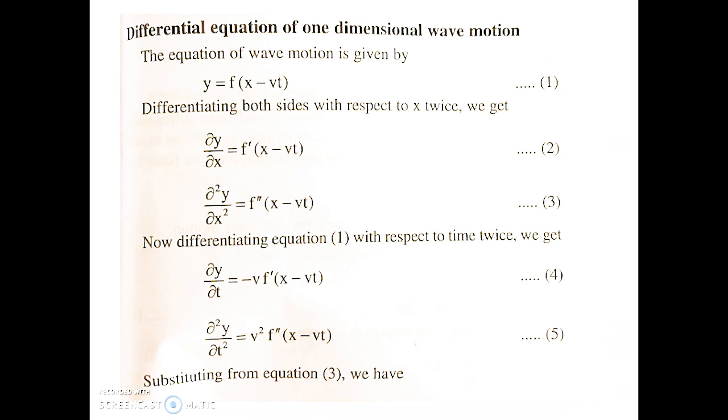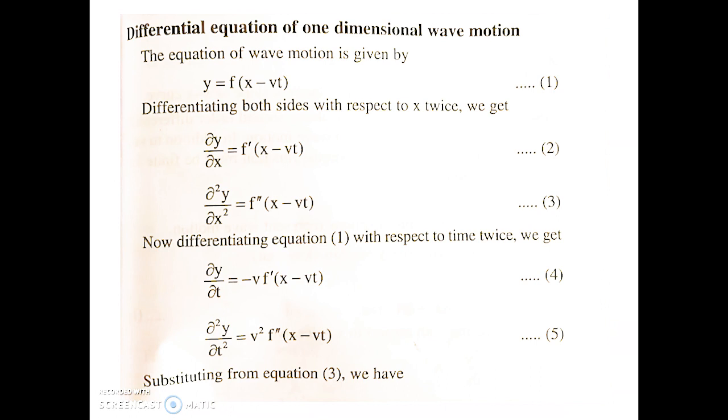Now differentiate equation 1 with respect to time. We will get ∂y/∂t, and we have the function f of x minus vt. So when you differentiate with respect to t, we will get minus v into f prime of x minus vt. And when you differentiate it once more, we will get ∂²y/∂t² equal to v squared into f double prime of x minus vt.